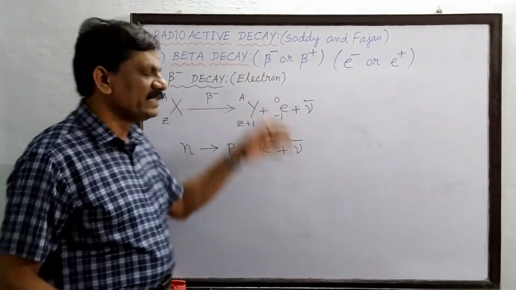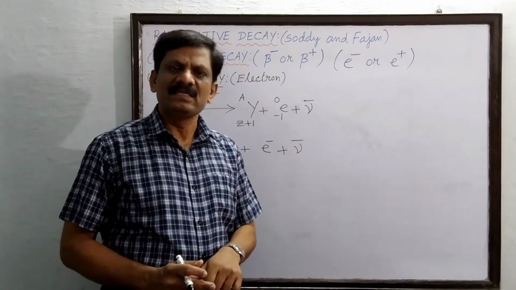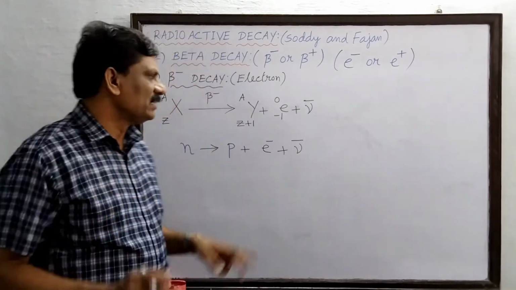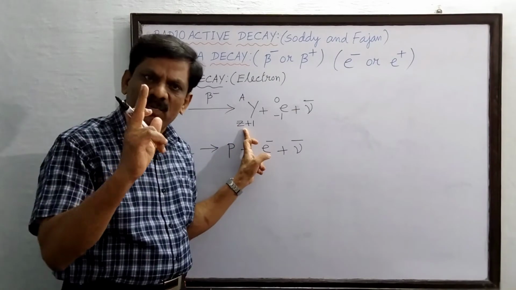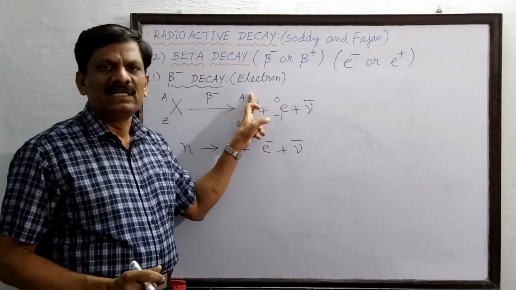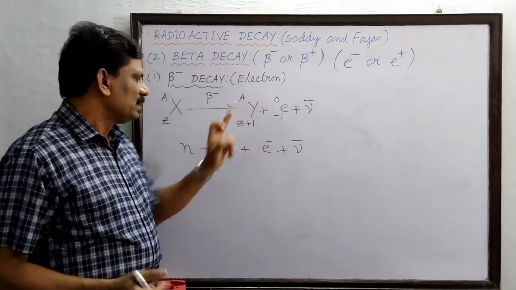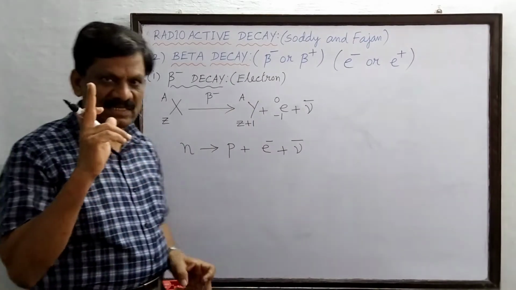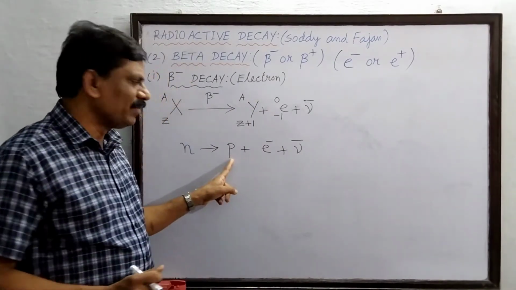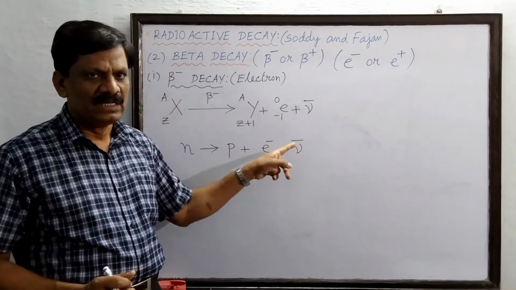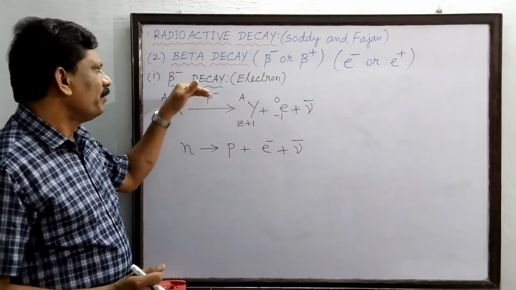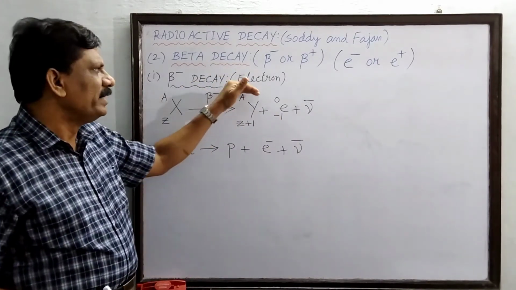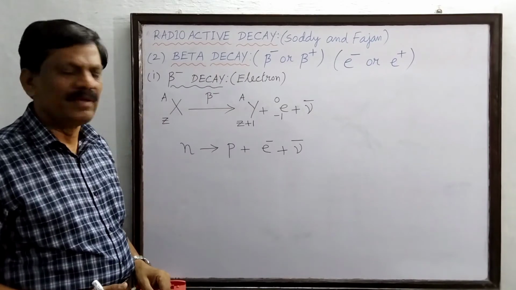So what are all the changes the nucleus is undergoing? You see that the charge number has increased by 1, the mass number does not change, the neutron number decreases by 1 and the proton number increases by 1. So this is a summary of the beta minus decay, or electron decay process.